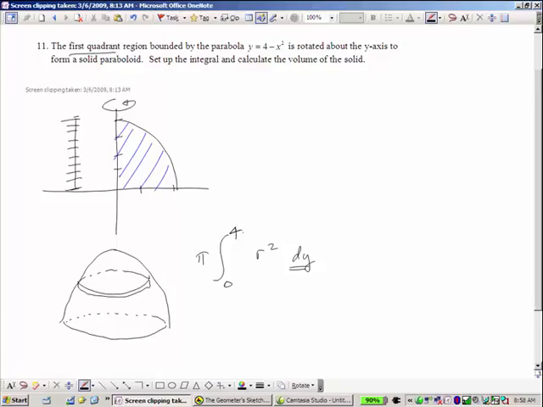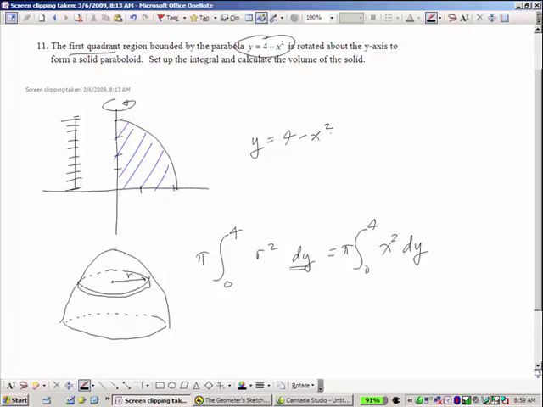And now the only thing I have to contend with is r squared. Well, each radius of this, is it an x value or a y value? It's an x value. So really, pi from 0 to 4 of x squared dy. But that's a bummer. I don't want an x squared and a dy. I need to figure out what the relationship between x and y is. I have it, right? I know. Y is equal to 4 minus x squared.